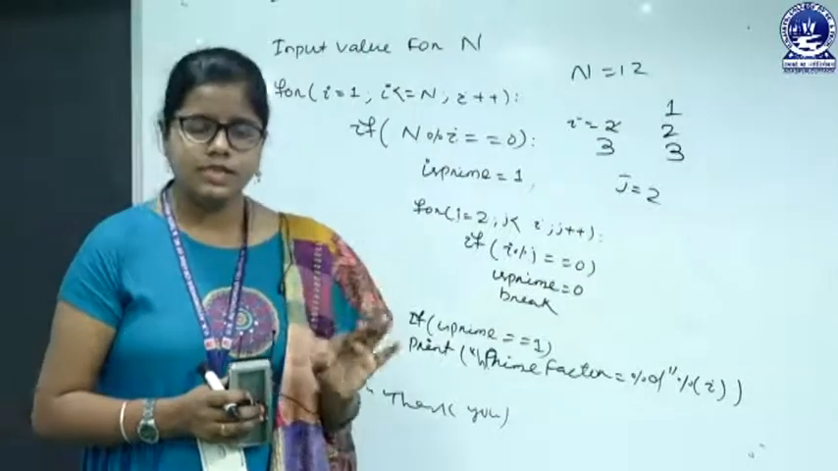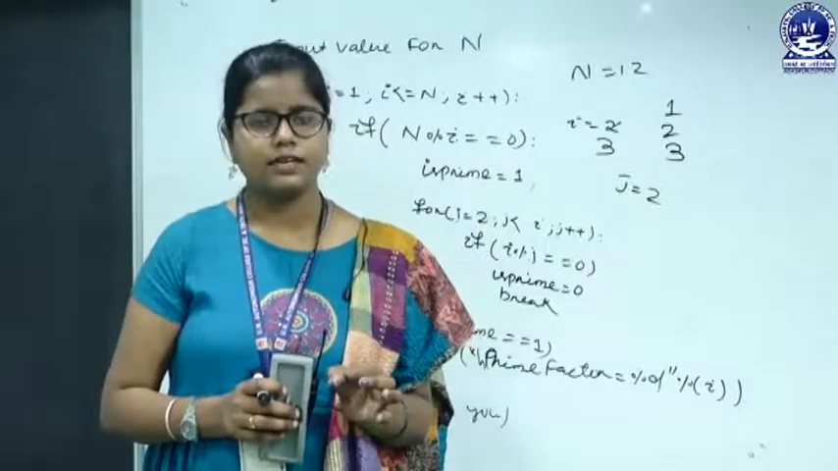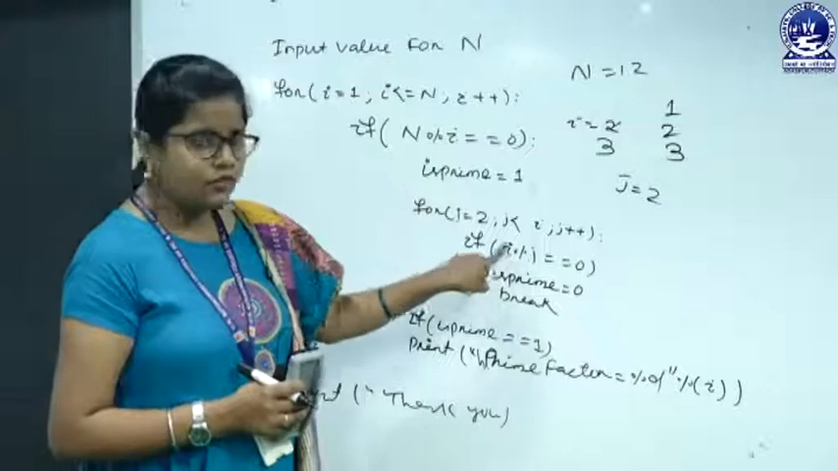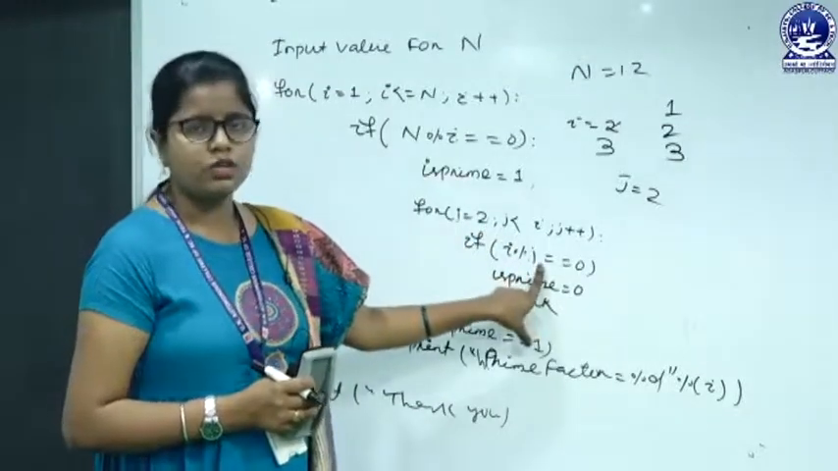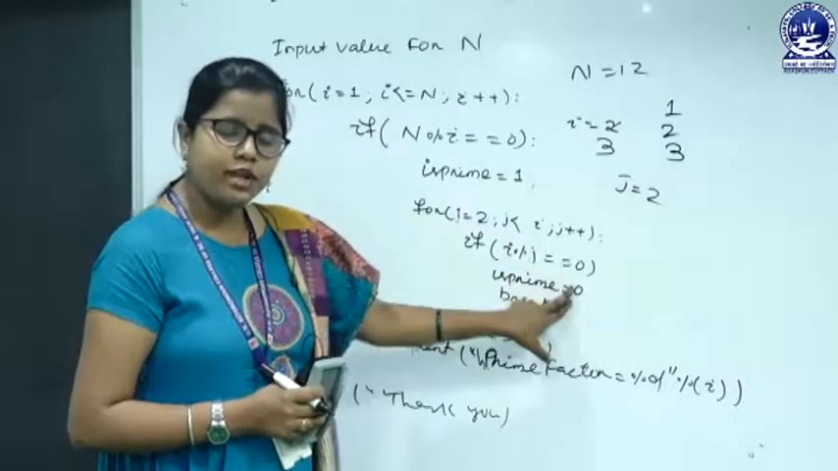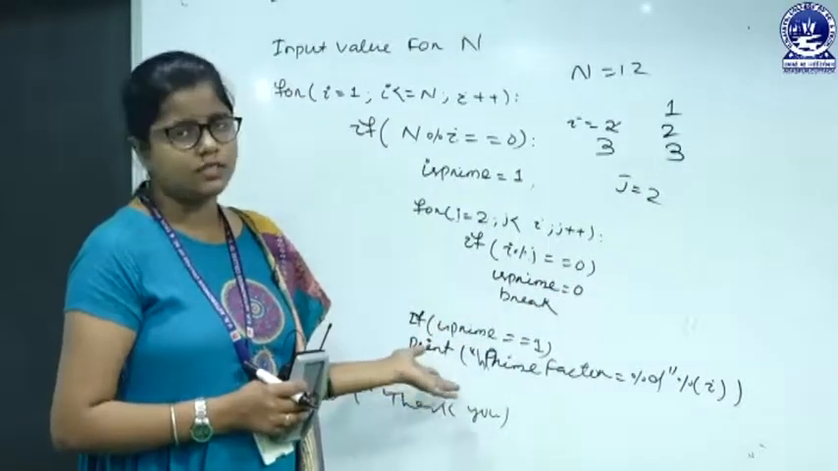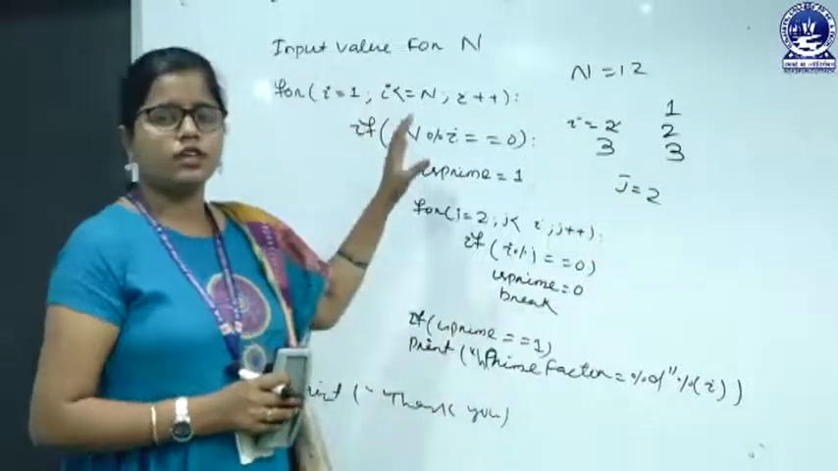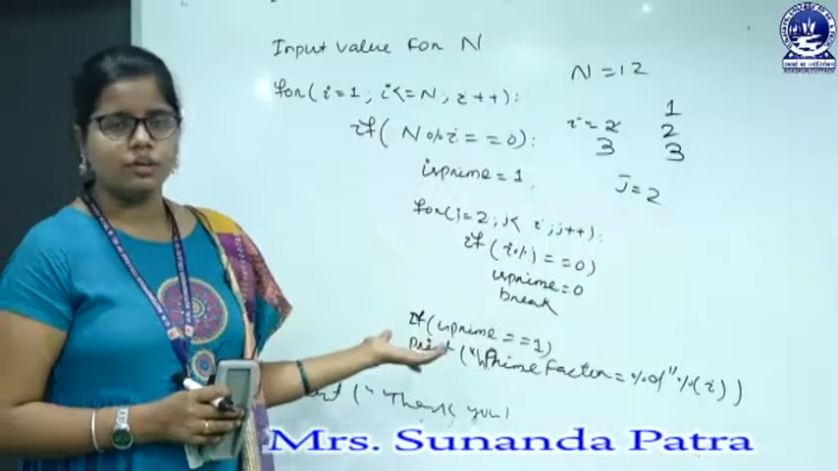Like that for 6. 6 is a factor of 12. But 6 will not get printed in the output screen, because when we encounter j equals to 2, 6 modulo 2 equals to 0. That is true. So is prime will be modified to 0 and we will go out from the loop, and 6 will not be printed in the output screen. So this is the pseudo code for printing all the prime factors of a given number.